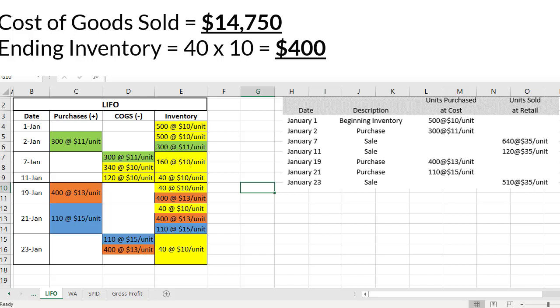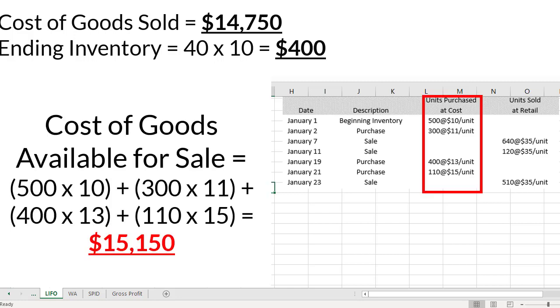But there's one more step we can take to check our work. We can calculate something called the cost of goods available for sale, which is simply the beginning inventory plus all purchases. So that's 500 times 10 plus 300 times 11 plus 400 times 13 plus 110 times 15 equals $15,150.